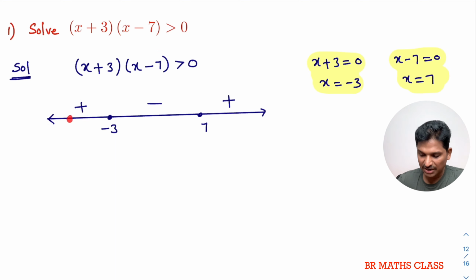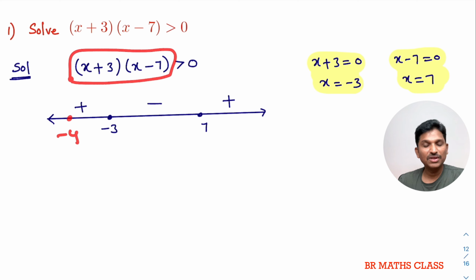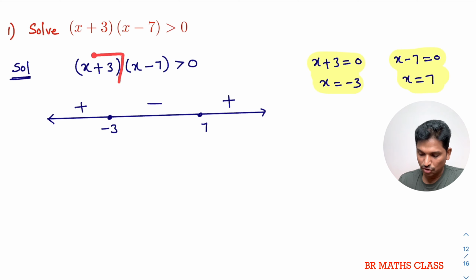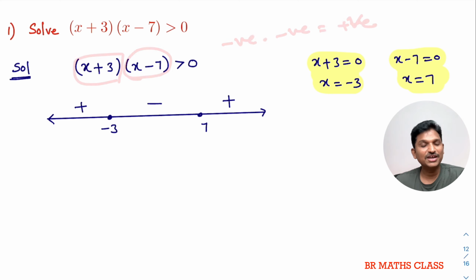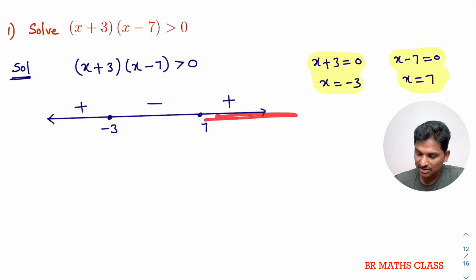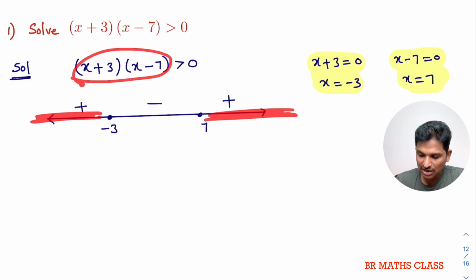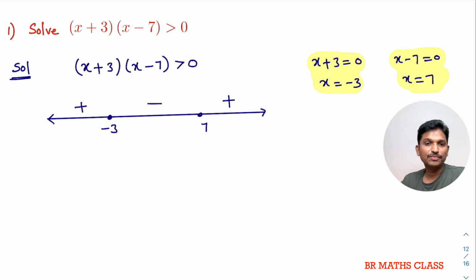For example, here minus 4 is there. Substitute minus 4. Minus 4 plus 3 is minus 1, that is negative, into. Substitute here in place of x you write minus 4. Minus 4 minus 7, that is negative. Negative into negative is what? Positive. I hope you are understanding what I am trying to say. So whatever x values you take in this zone as well as in this zone, this inequality will be greater than 0. Right? So what is the solution of this inequality?